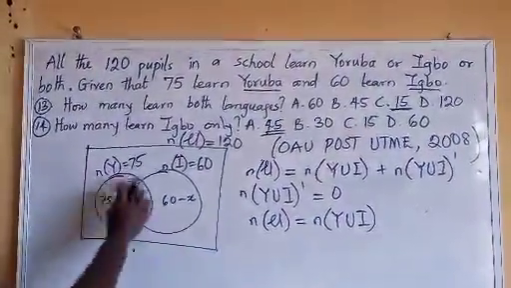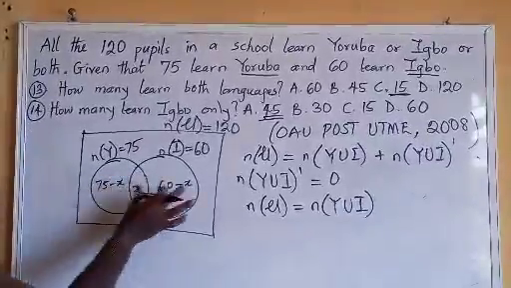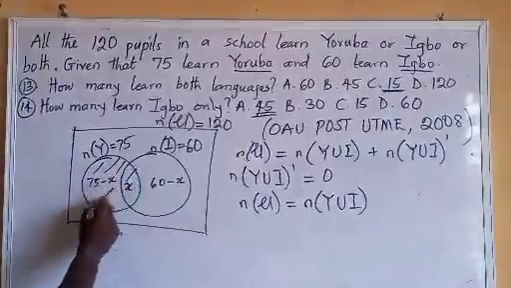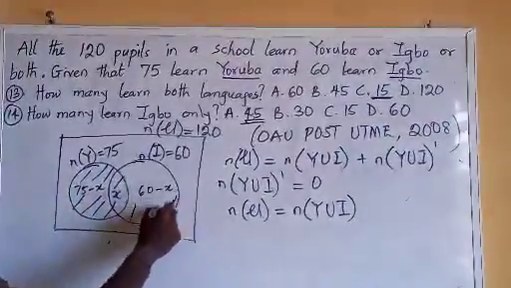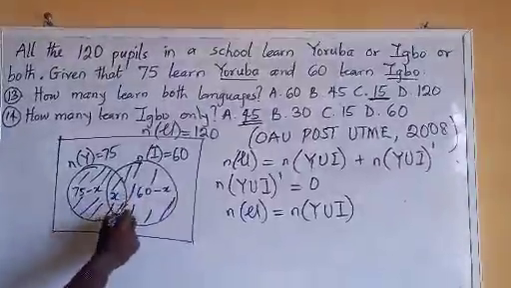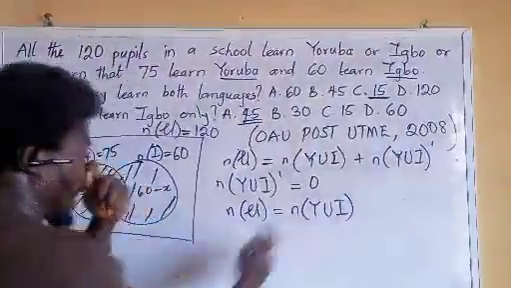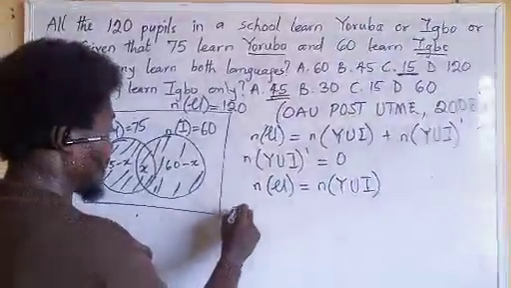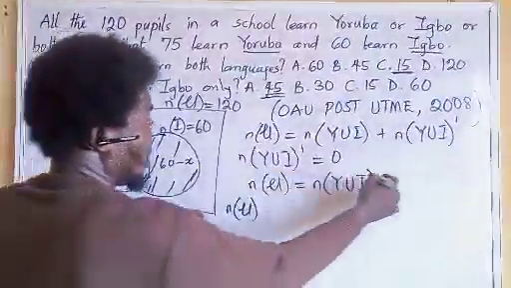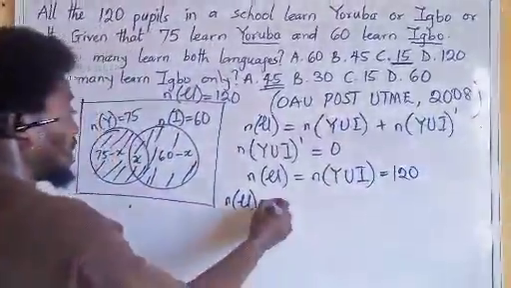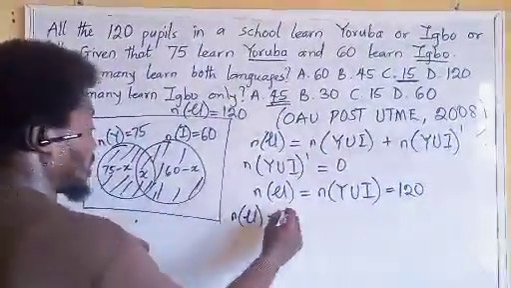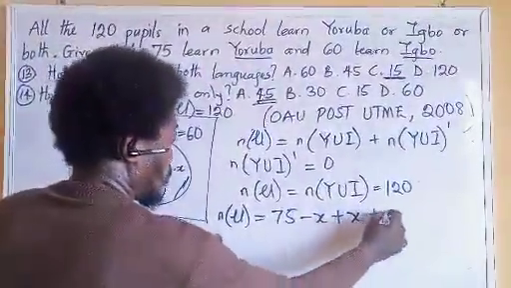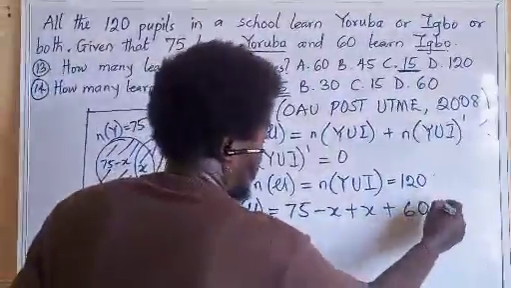And what is our cardinality of Y union I? That is the addition of all of these together. All of this place here is the union of Y together with I. So we are going to add everything together, and that is our cardinality of Y union I, which is also equal to the cardinality of the universal set. So we can now say that the cardinality of the universal set, which is 120, is equal to 75 minus x plus x plus 60 minus x.